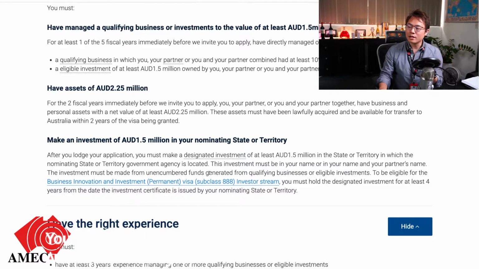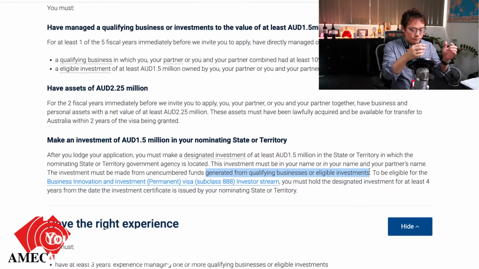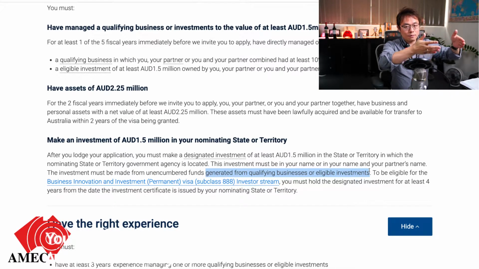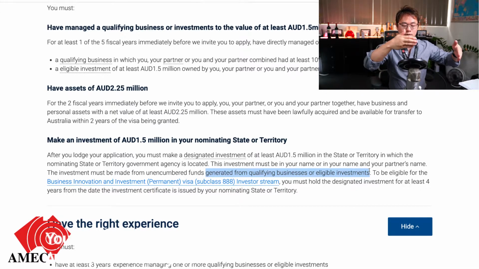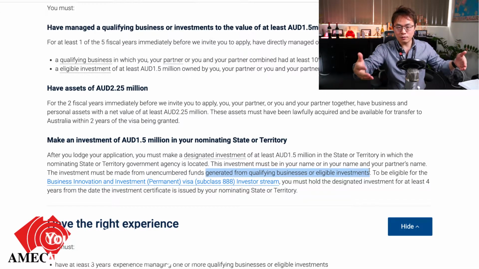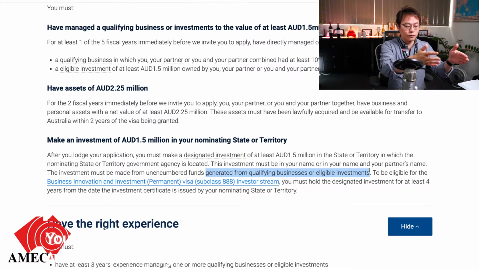Okay, and then it has to be generated. Now this is the most important part. It has to be generated from a qualifying business. So if you have a business and you need to prove the business has been successful in making money, and once they make the money, it has to be diverted into your personal account as a two-way. One is salary, wage, and the other way is dividend. It has to be. You have to prove that.